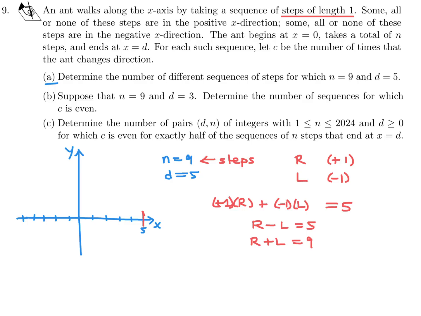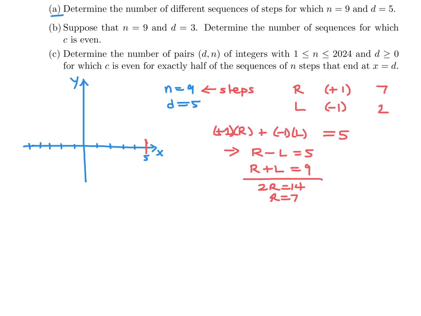So if I add these two, I will get 2r is 14, therefore r is equal to 7. And therefore, I'll put a 7 there. And then L I can easily just get by plugging in there. And L looks to me like it's 2. Okay, that's pretty good. So the number of sequences, well, in total it looks like we have 9 steps. Well, we knew that already.